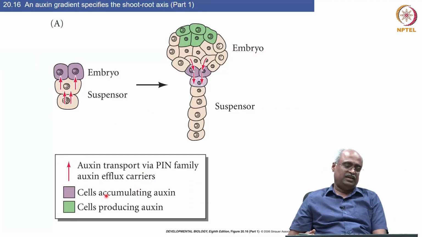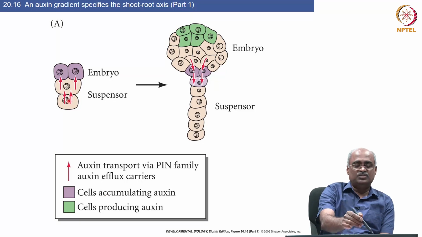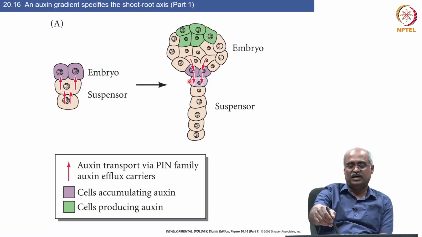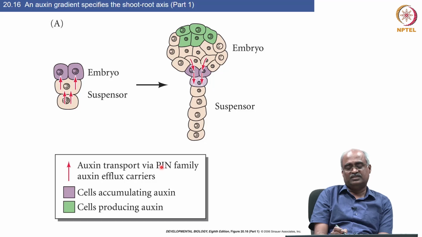So initially, auxin moves, for example in this 4-cell stage, it moves apically, and then later it moves towards the hypophysis, that is the junction between the embryo proper and the suspensor. That is where the root meristem is going to be set apart. And for this, a key protein that is required is the PIN family auxin efflux carrier. These are important for carrying the auxins in the direction shown.